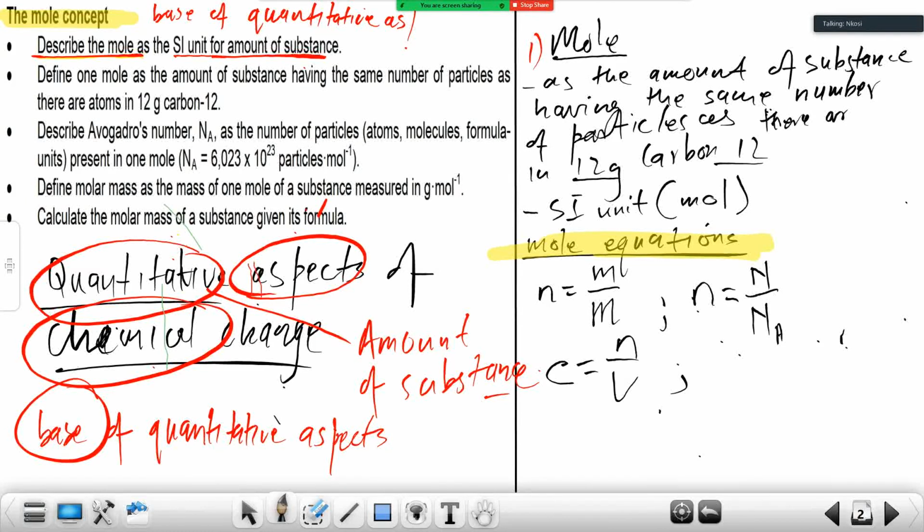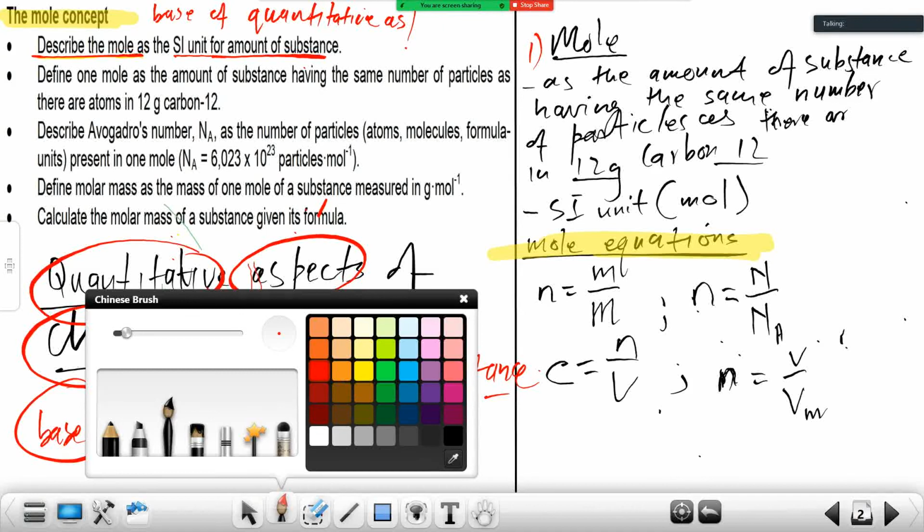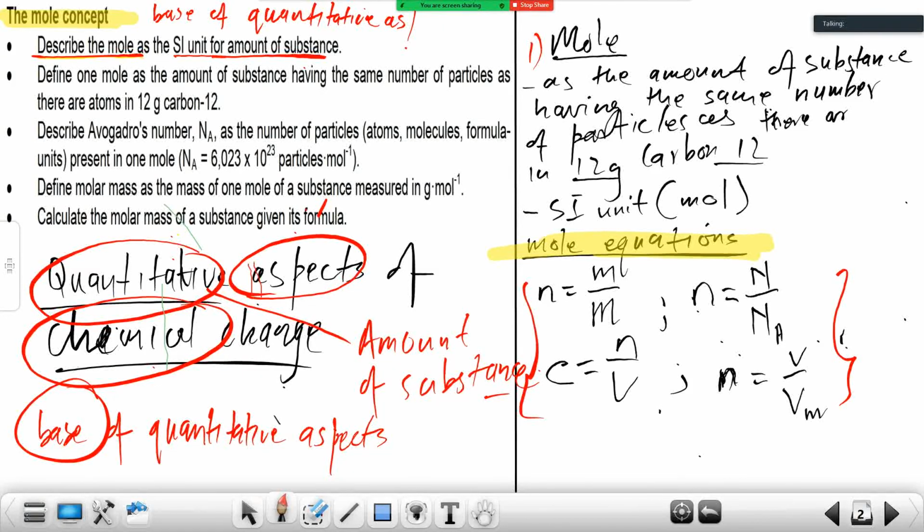The other one relates n, which is n is equal to V over Vm. So all these equations are now very, very important equations to know. They are equations that allow us to calculate the number of moles. So we are going to go into a deeper understanding of how best we can apply each one of them.